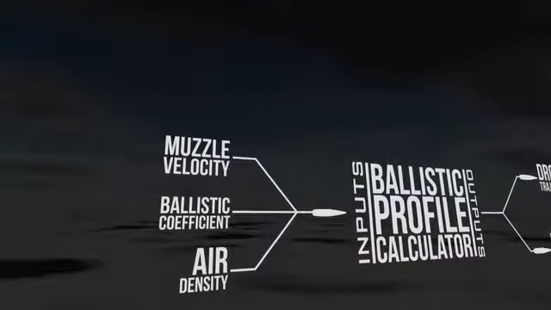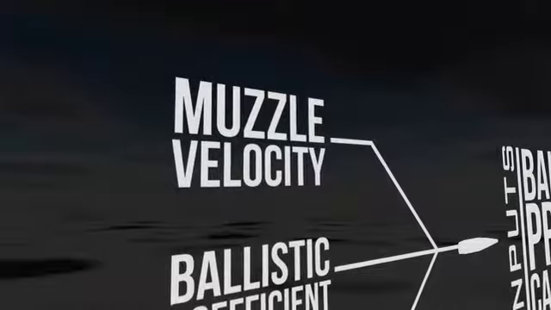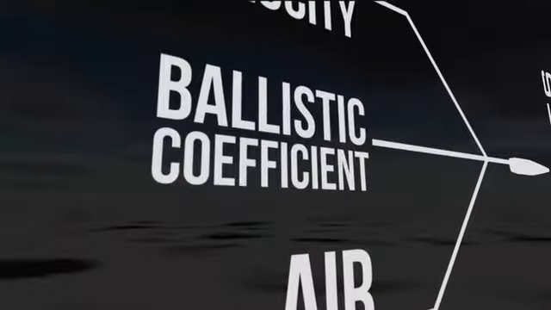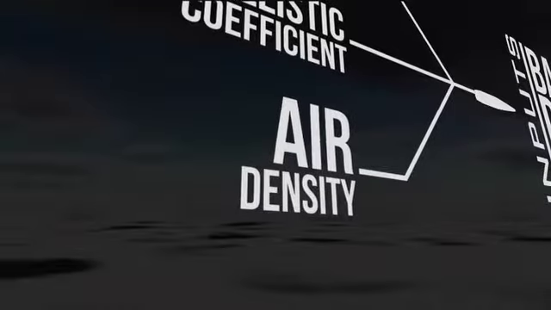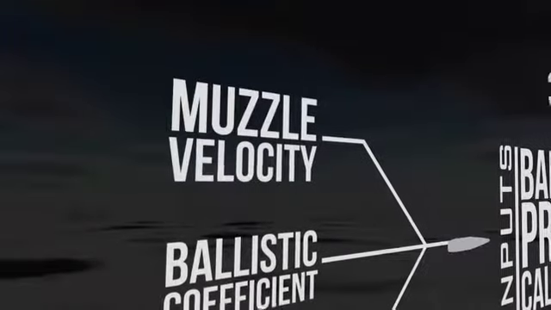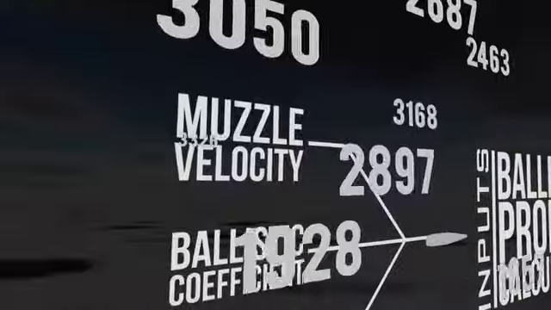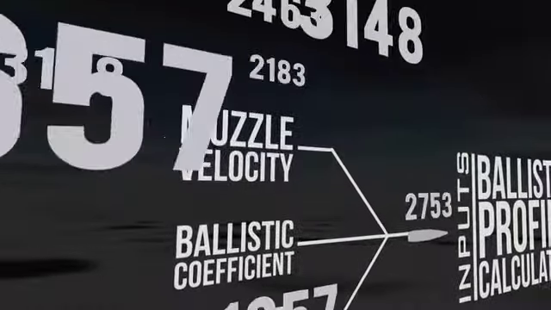Now, when we look at the inputs of a ballistic program, we're looking for the muzzle velocity. We're also looking for the bullet's ballistic coefficient value. Finally, we're looking for the air density. Now, let's start with the muzzle velocity. Just because the manual gives you a number doesn't mean that your rifle will behave the same. You have a lot of variables.